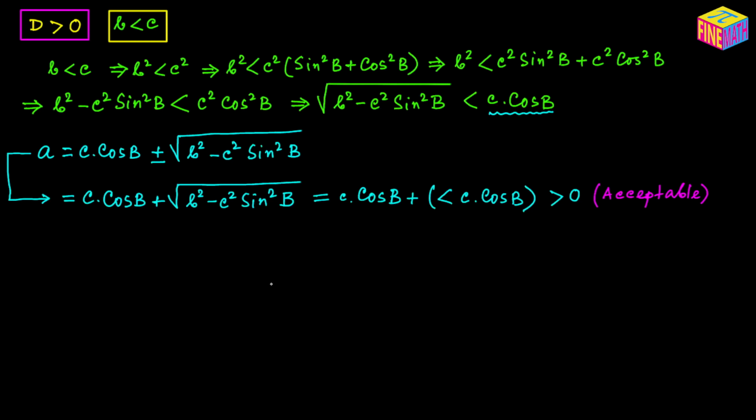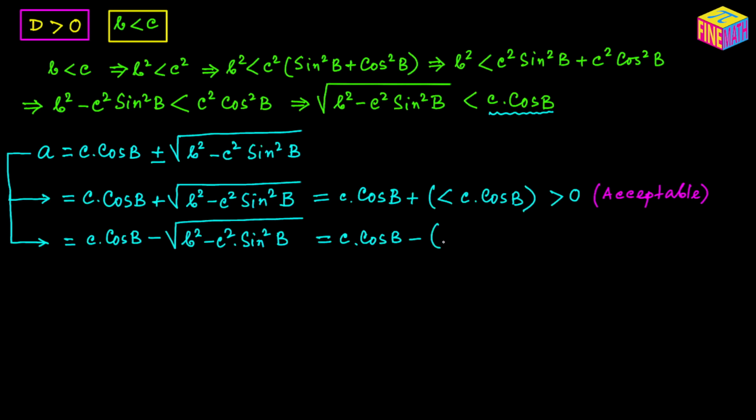Now let's look at the second possible value of a. I'm going to write it as c times cosine of b minus, this time I'm going to use the negative sign, the square root quantity which is square root of b squared minus c squared times sine squared of b, and then this can be written as c times cosine of b minus a quantity which is less than c times cosine of b. So here again you see c times cosine of b minus a quantity which is less than that, so again this will give us a positive value. That means a has a real value here, so this is also going to be acceptable.